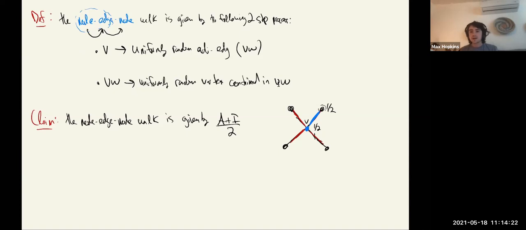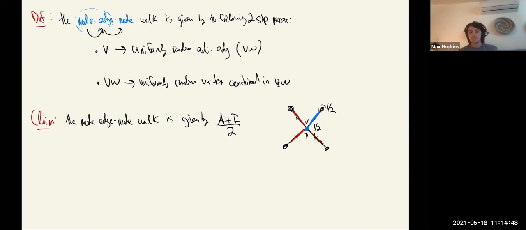I claim it should be immediately obvious that we get the 1/2 lazy part. Why? Because no matter what edge we picked in the first step, right? We could have picked this edge or this edge or this edge. There's always a 1/2 probability of picking the center again, because you always pick an edge that contains V, and there's always a 1/2 probability of going to either side of the edge. So there's always exactly a 1/2 probability of staying at V. So there we get the lazy part.